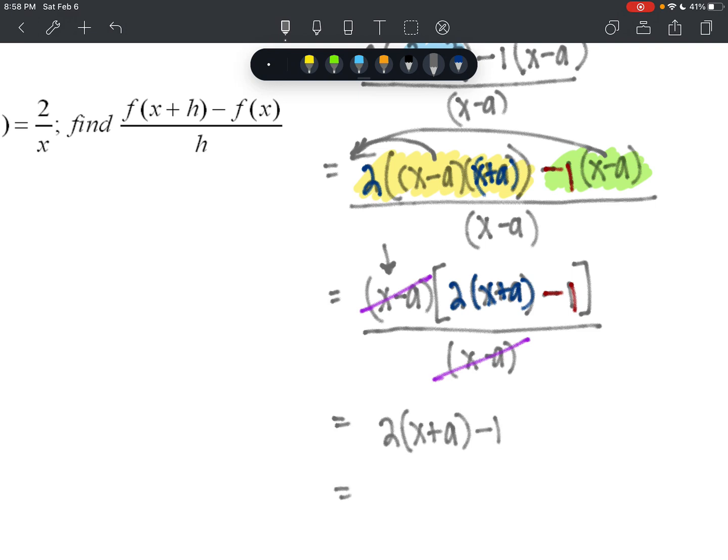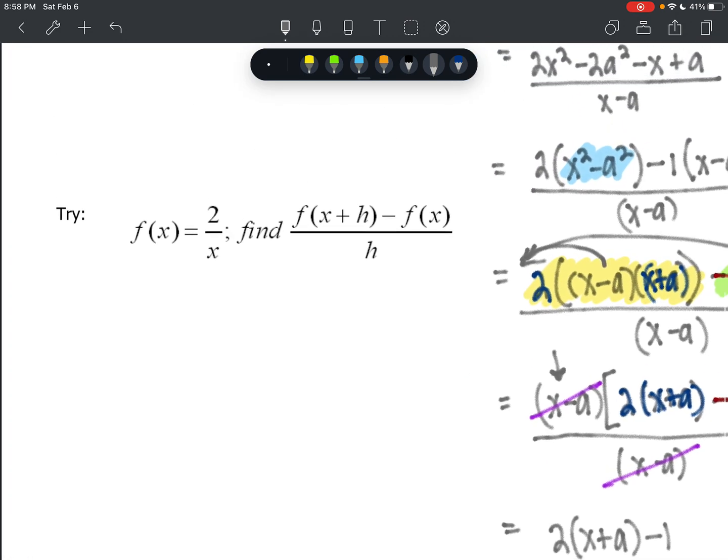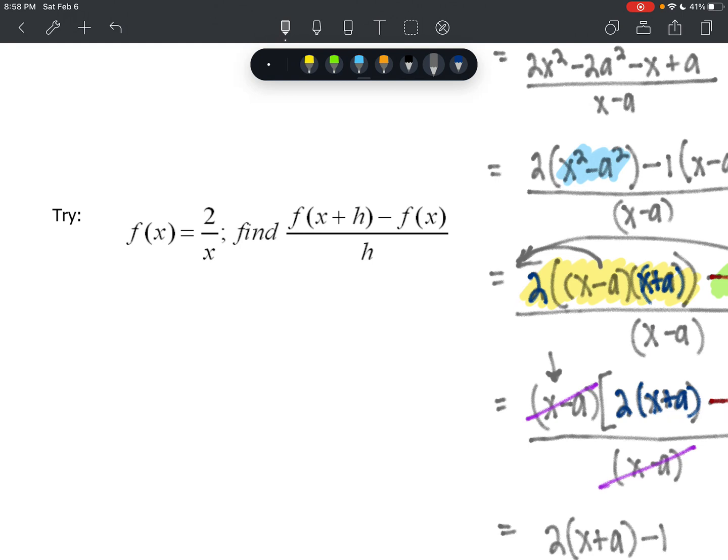Now I'm going to distribute: 2x plus 2a minus 1. And there's nothing else we can do there. We just box it, and that trinomial is our answer. So that was some good stuff there. Okay, see if you can try this one.